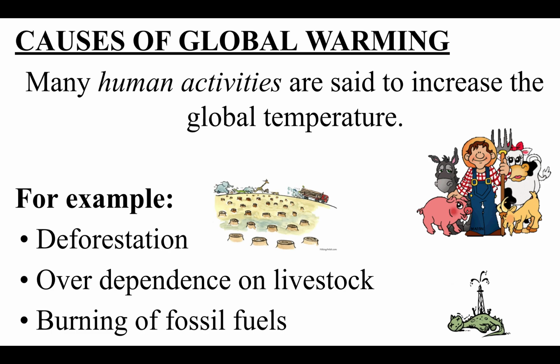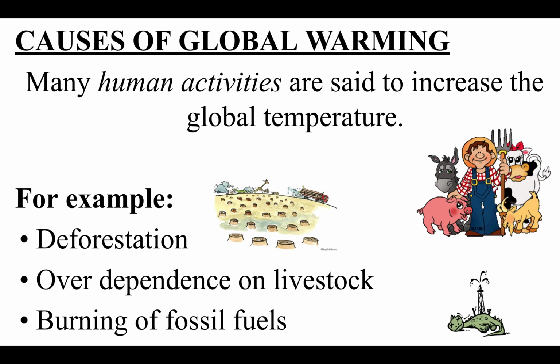So, what causes global warming? A lot of human activities are set to increase the global temperature. For example, deforestation. We have cut down so many trees worldwide, so many forests. Remember, those trees took in carbon dioxide from the atmosphere. So without them, we have more carbon dioxide in our atmosphere.